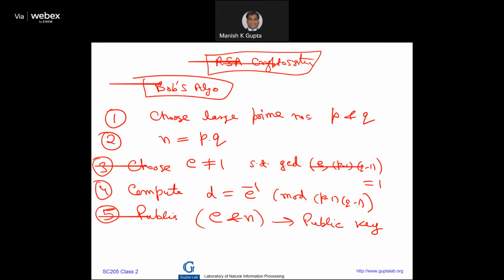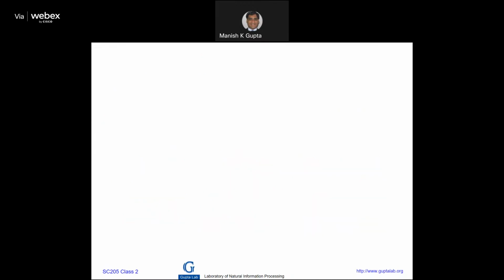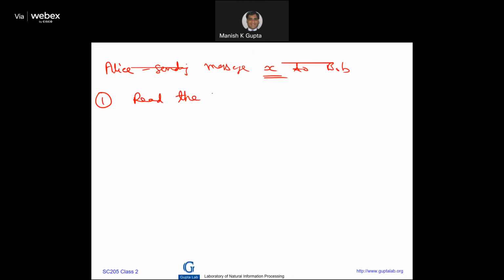Now, Bob has done this preparation so that he can receive a secret from Alice. Alice is going to send a secret X to Bob. And with this preparation, what Alice is going to do, let me tell you. Alice sending message X to Bob. First, read the public key. E and N is available, publicly, fine.